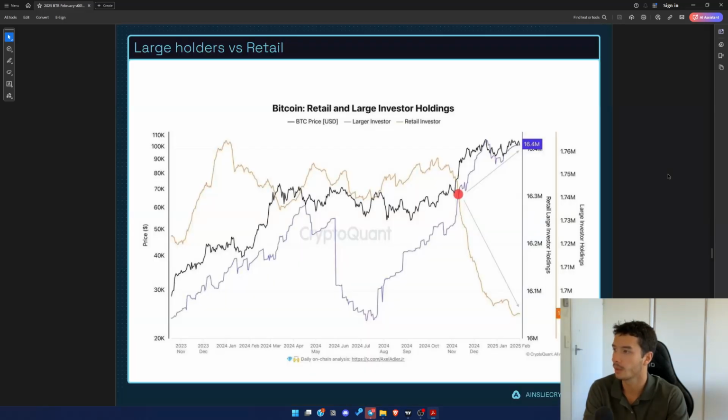Cool. Retail and large investor holdings. So we can see different charts show different things. This one's showing that retail is exiting and large investors are getting in. Different on-chain stuff is quite convoluted. I've seen other charts which are the opposite of this. I might do an in-depth video on that one, talking about what's actually going on, because I'm not entirely sure how that works out.